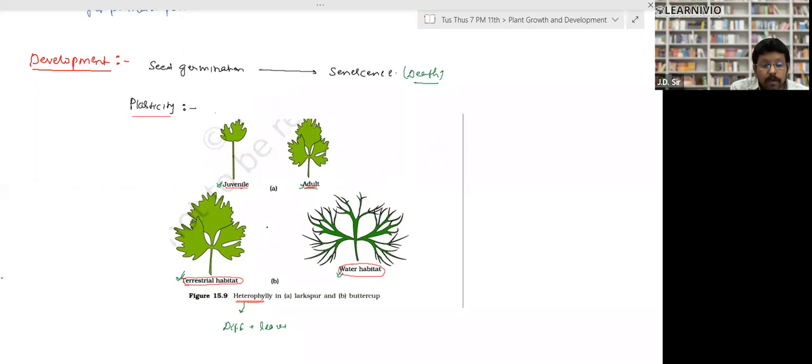Heterophily is the occurrence of different types of leaves on the same plant habitually, in different growth phases or under different environmental conditions.